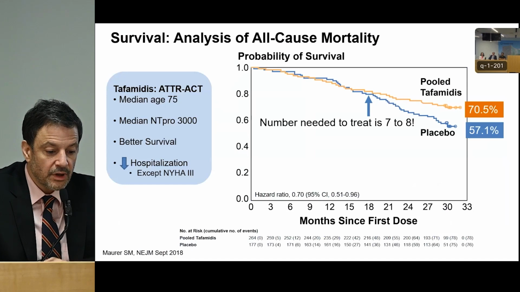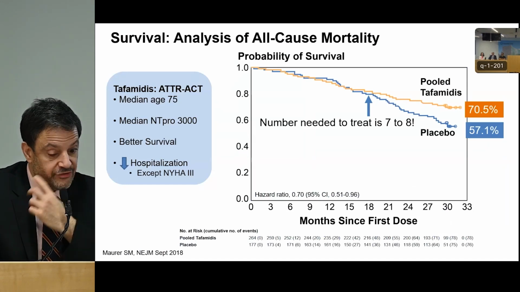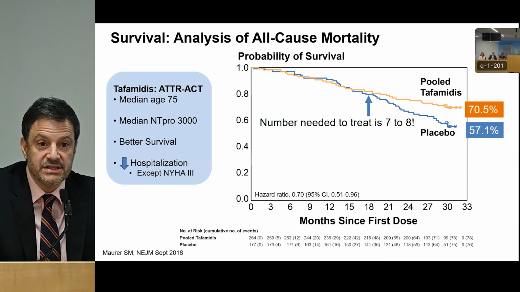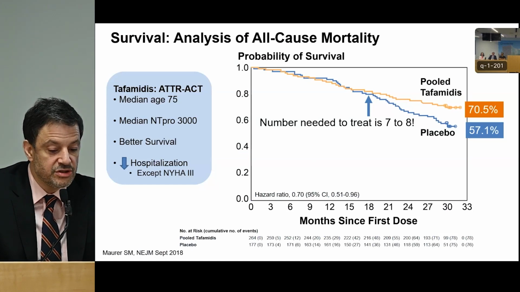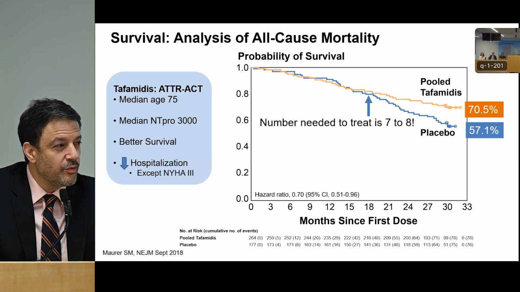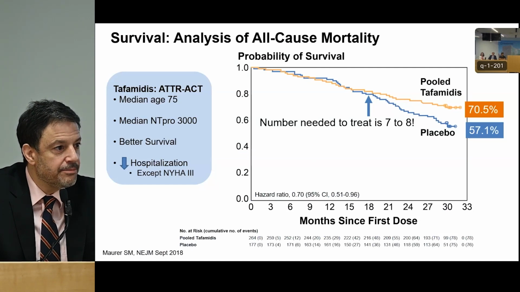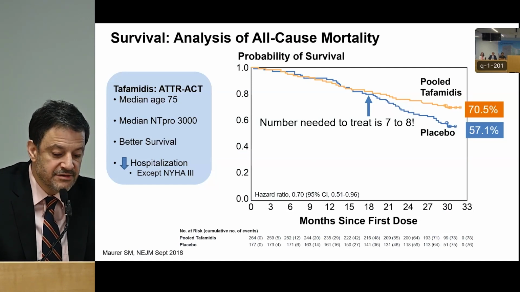Recall that this trial for tafamidis was published in 2018, showing a very significant mortality benefit with a number needed to treat of 7 to 8 patients over 2.5 years. The patients who enrolled in this trial were sicker, average NT-proBNP 3,000. Many of you now are diagnosing these patients with NT-proBNPs in the 1,000 range because of better recognition.